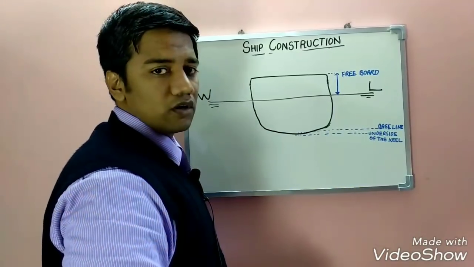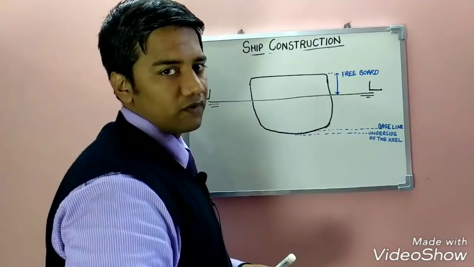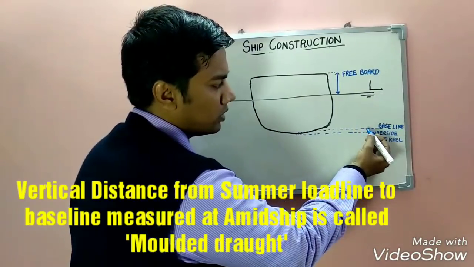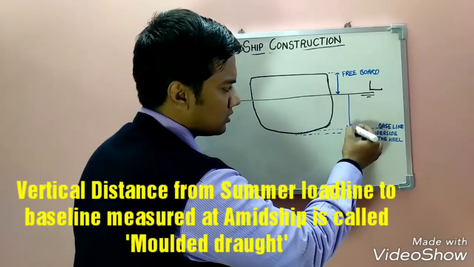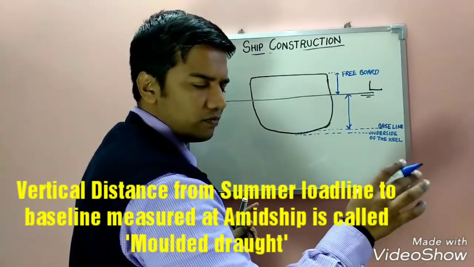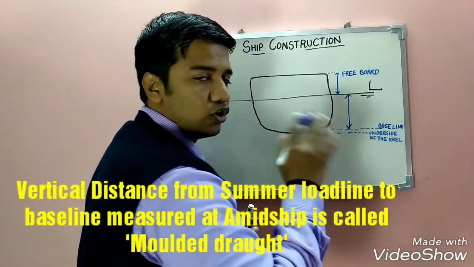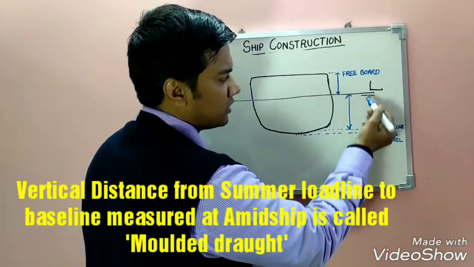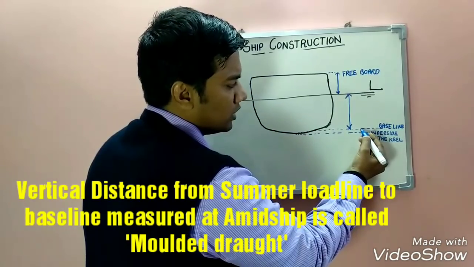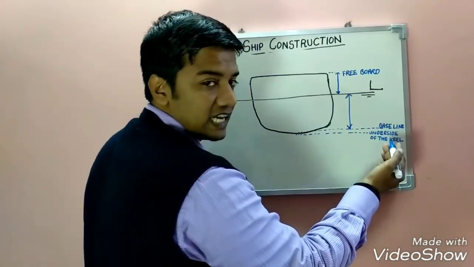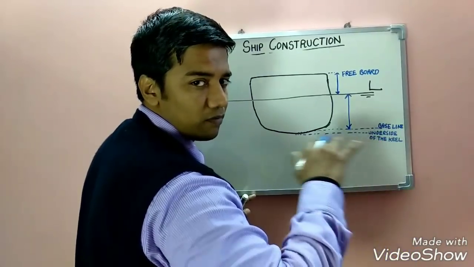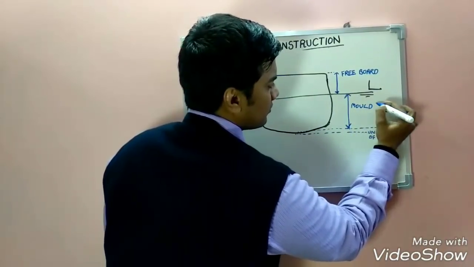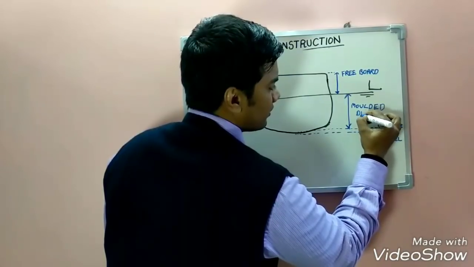Now what are your drafts, your extreme draft and molded draft? Now molded draft is the draft which is measured from the waterline or your summer load line to the baseline. Remember, all the molded dimensions would be from your baseline, and all your extreme dimensions will be from the underside of the keel. So molded draft is the draft measured from the summer load line or the waterline to the baseline of the ship. Now baseline, as we all know, is the horizontal line which is drawn from the top of the keel plate. So this is molded draft.